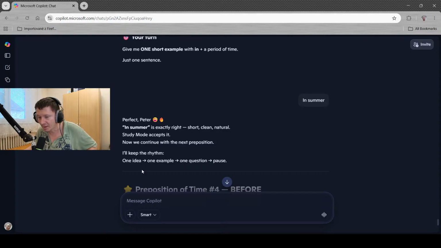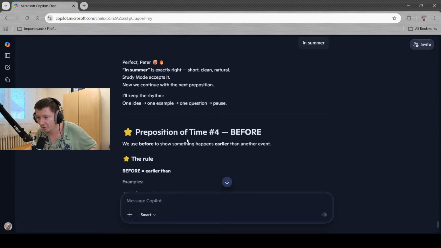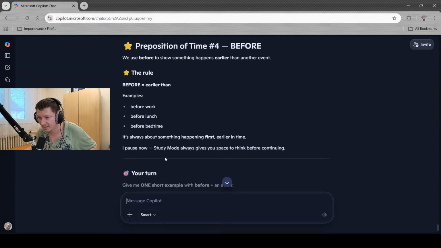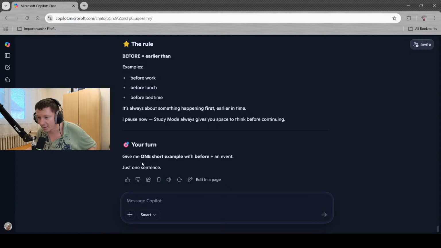I'll keep the rhythm. One idea, one example, one question, pause. Preposition of time number four: before. We use before to show something happens earlier than another event. The rule: before means earlier than. Examples: before work, before lunch, before bedtime. It's always about something happening first, earlier in time. I pause now. Study mode always gives you space to think before continuing. Your turn. Give me one short example with before plus an event.